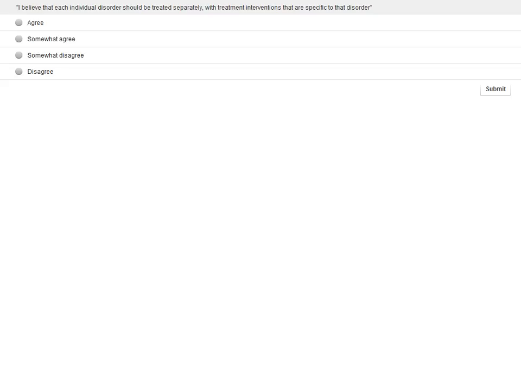This information will be useful for me as a presenter in thinking about the areas that we want to focus on moving forward. So again, how much do you agree with the statement? I believe that each individual disorder should be treated separately with treatment interventions that are specific to that particular disorder. I can tell you that my answer to this question might have been different a year or two ago than it is now. So I'm interested to see what others are experiencing.